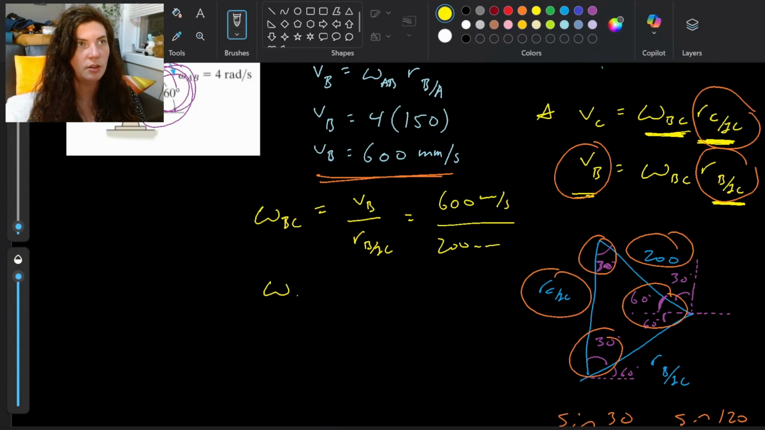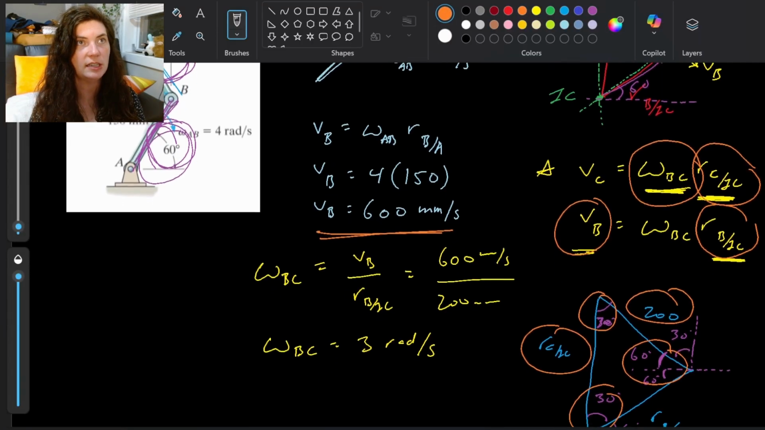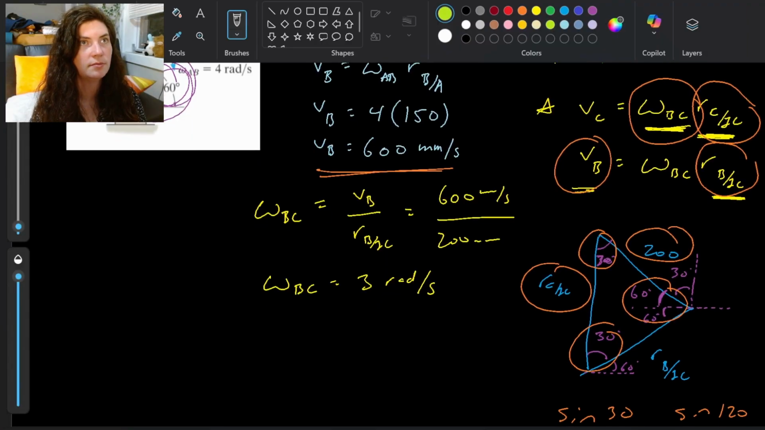So when I divide those, I get my omega BC is 3 radians per second. So now that I have that, I can plug it in here and find what VC is. So VC equals omega BC times RC with respect to IC.